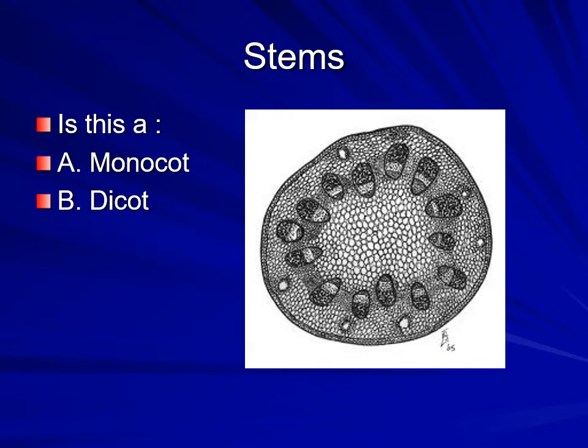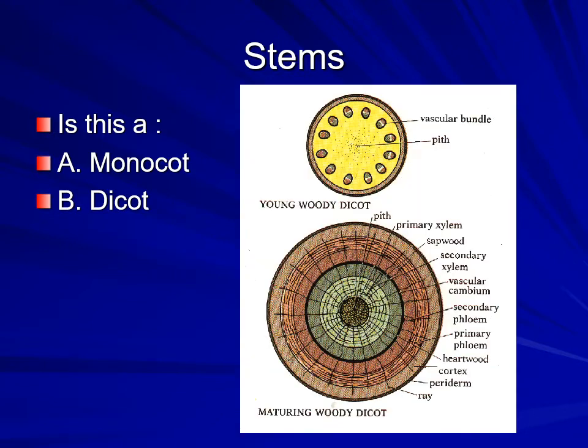So my next question is, where are the xylem and phloem located? Are they located inside or outside? So the best way to remember this, especially for dicots, is to think, okay, in a tree, if you cut it, the inside's wood, which is always xylem. And so the phloem must be on the outside. So phloem on the outside, xylem on the inside.